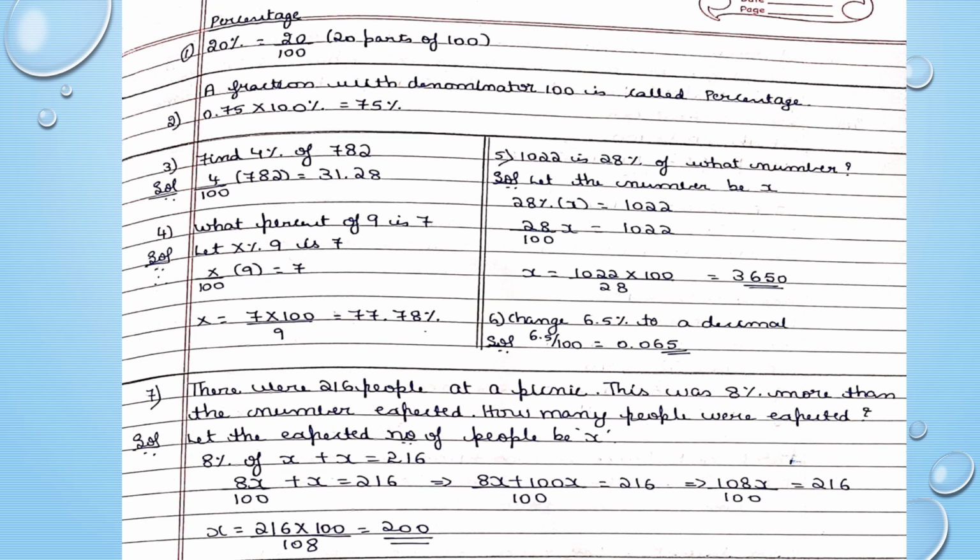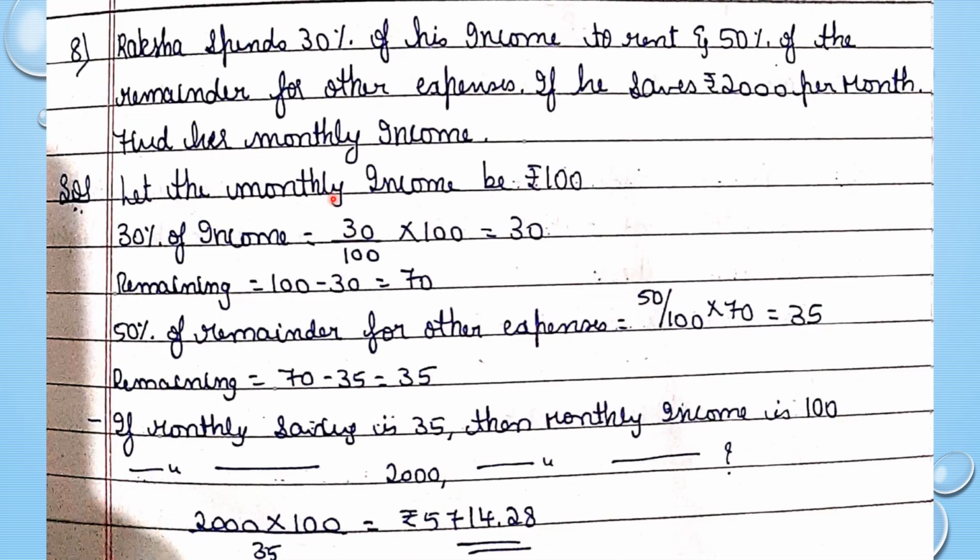So totally 200 people were expected for that picnic, and overall 216 people attended. Next problem. Raksha spends 30% of his income on rent and 50% of the remainder on other expenses.